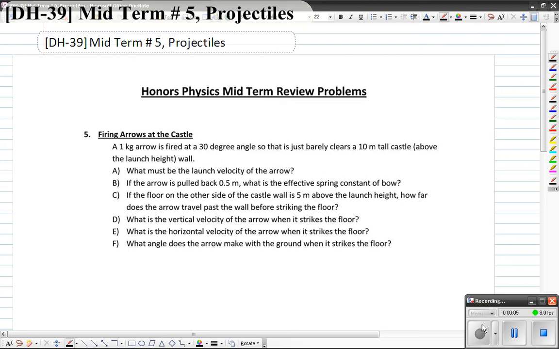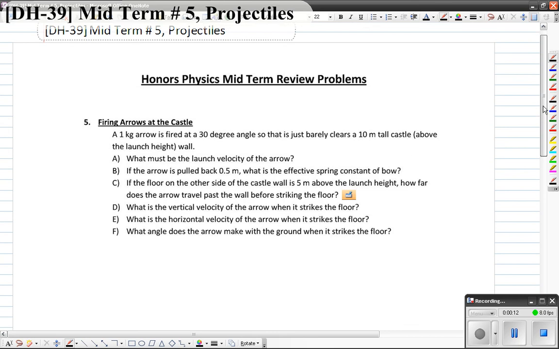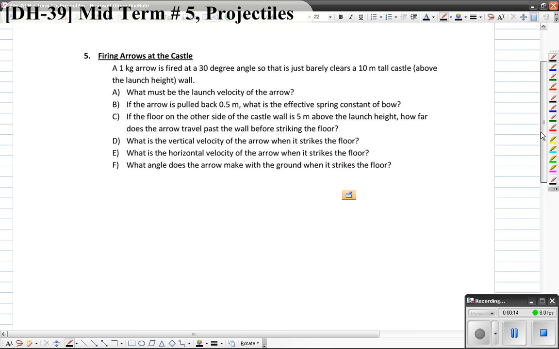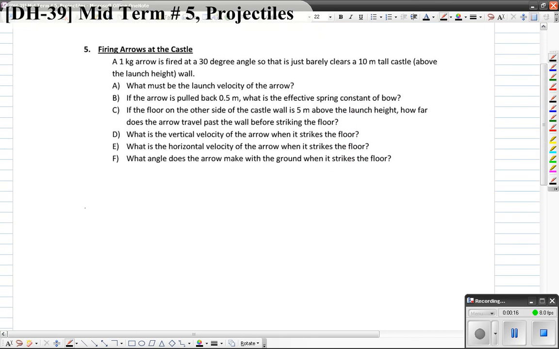This is problem number 5 in my review packet for the Honors Physics midterm this year. This is the most requested problem for me to go over, so I'm glad to indulge. The basic picture is sort of a storming the castle picture where you have some wall and we're going to fire an arrow at some initial speed, which I'll call V0. And we're going to launch it at some theta, which is 30 degrees.